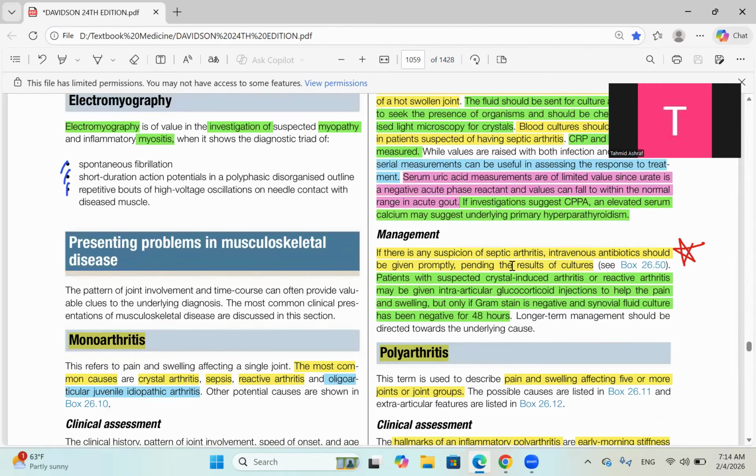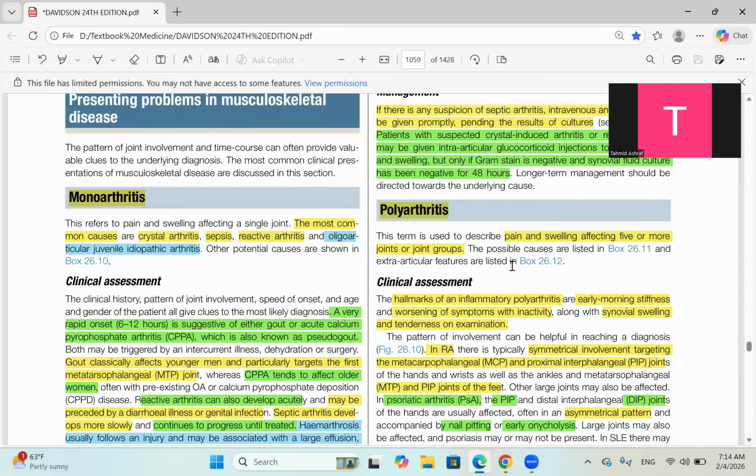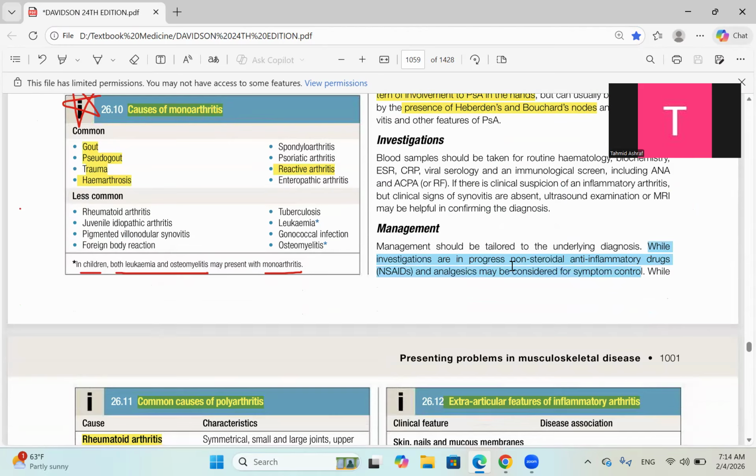So these are all for today. We will start with polyarthritis in the next class.